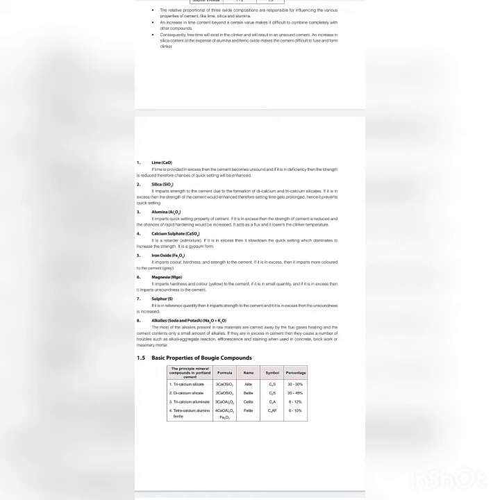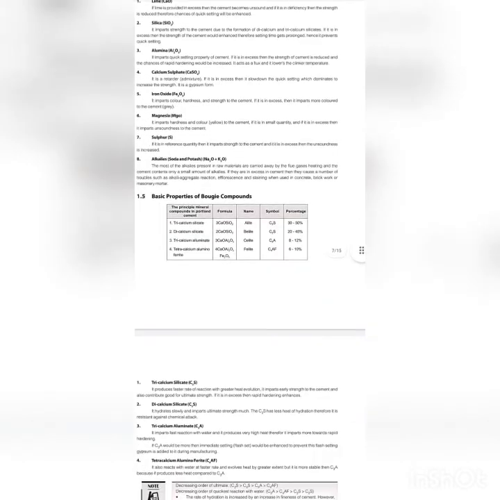The third one is tricalcium aluminate. The formula of tricalcium aluminate is 3CaO·Al2O3. Name celite, symbol C3A, percentage 8 to 12%. And the fourth one is tetracalcium aluminoferrite. Formula 4CaO·Al2O3·Fe2O3. Name is felite, symbol C4AF, percentage 6 to 10%.